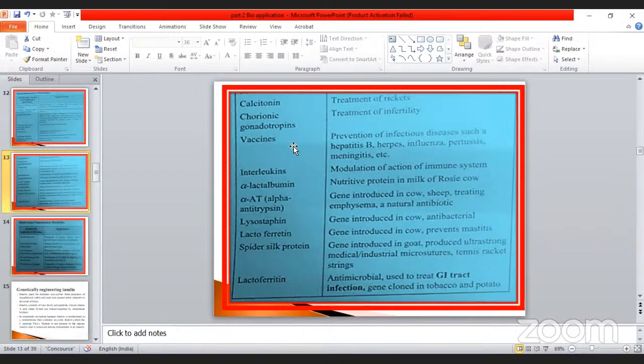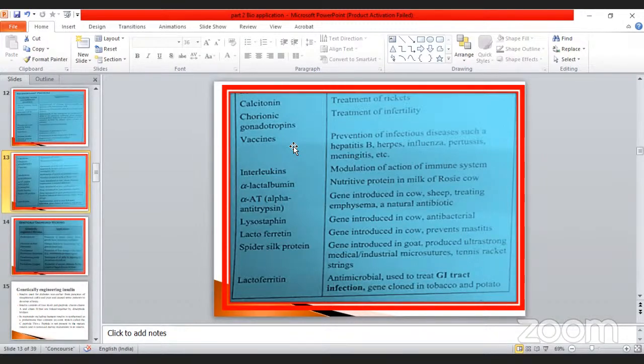Next one is alpha antitrypsin, simply called alpha AT. The gene is introduced in cows and sheep for treating emphysema. It is also one of the natural antibiotics. Emphysema is nothing but swelling. Some cows or buffalo or sheep, due to some diseases, get emphysema, which is nothing but redness of a body part anywhere. So it can be prevented by the introduction of alpha AT, otherwise called alpha antitrypsin.